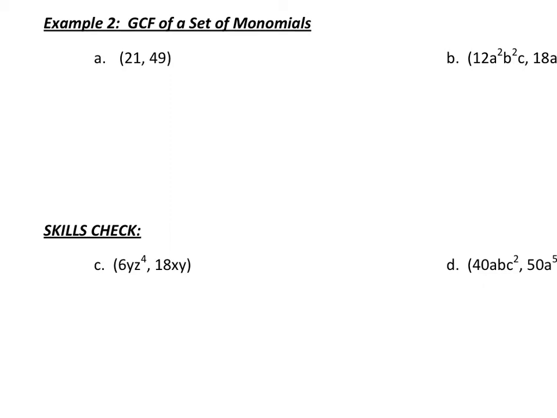So I'm going to do this two different ways. The first way I'm going to do is doing our factor tree again. So 21 is 3 times 7, and those are both prime numbers. 49 is 7 times 7. So if you look at the two, the largest number they both have in common, or the largest factor they both have, is 7.